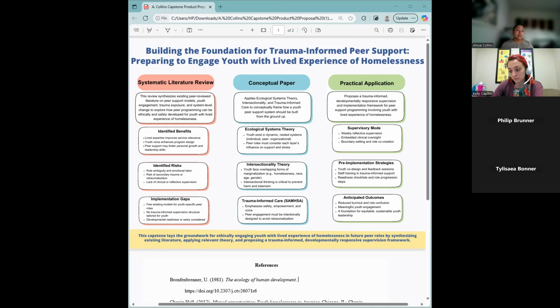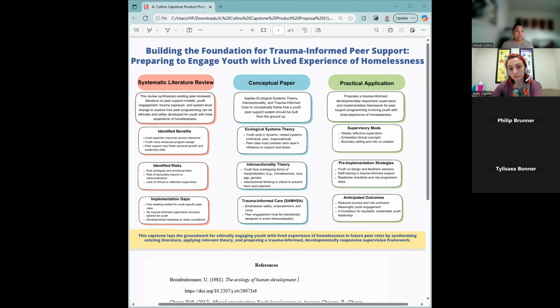Then with the practical application, this is where I'm proposing a trauma-informed, developmentally responsive supervision framework for preparing to implement peer roles for youth. This framework is grounded in the research and theory outlined in the first two products and outlines strategies that organizations can adopt prior to implementation. So this would be weekly reflective supervision, structured boundary setting, and embedded clinical oversight, not only for the youth, but also for the adult staff who will be supporting them.